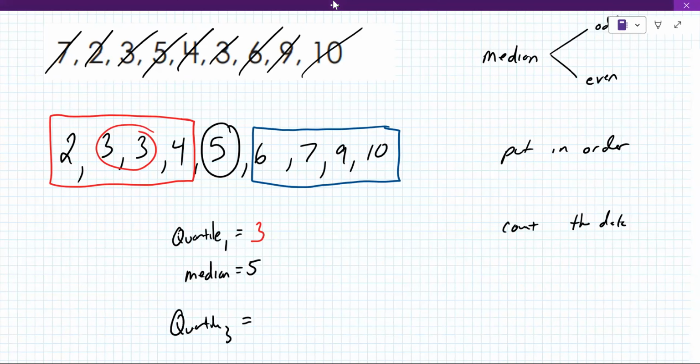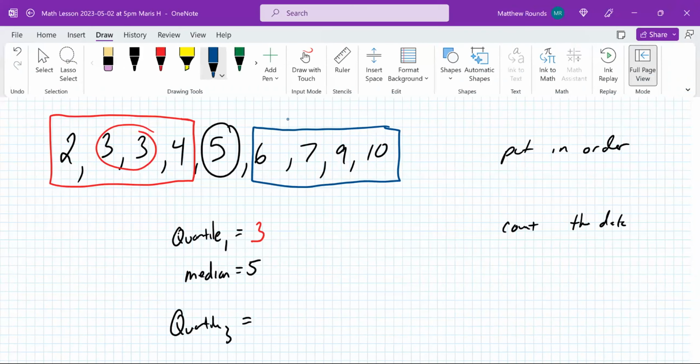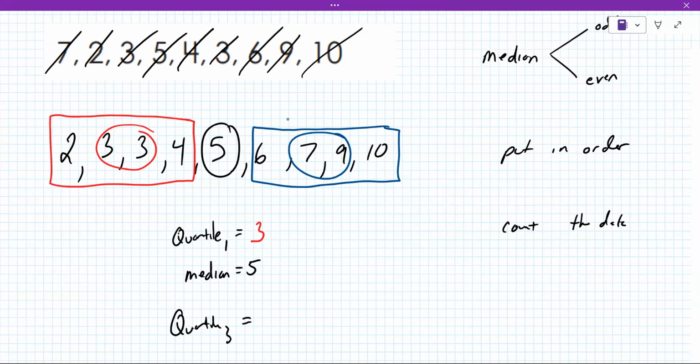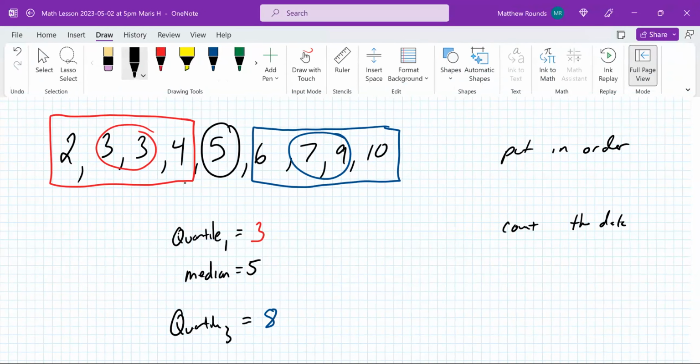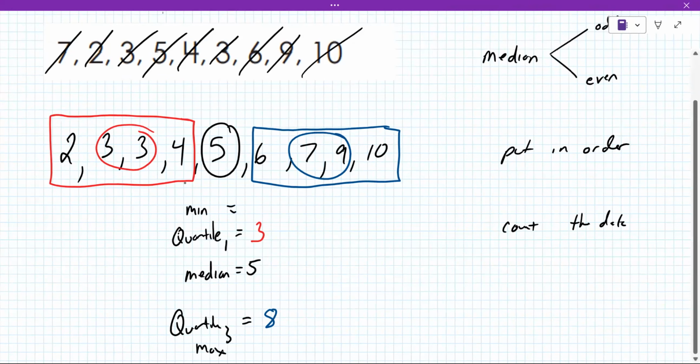You look at the middle 2 numbers here. What is the average of those 2 middle numbers? 8. And then lastly, you can determine the min and the max by just looking at it. The min is 2, and the max is 10. And this is your 5 number summary.